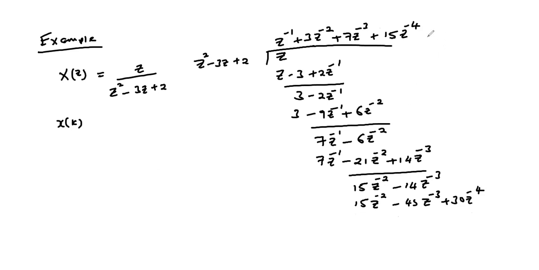And as you can see, if we proceed, we can write our x of z as the polynomial in z inverse: z power minus 1 plus 3z power minus 2 plus 7z power minus 3 plus 15z power minus 4. Of course, plus all the way to infinity.